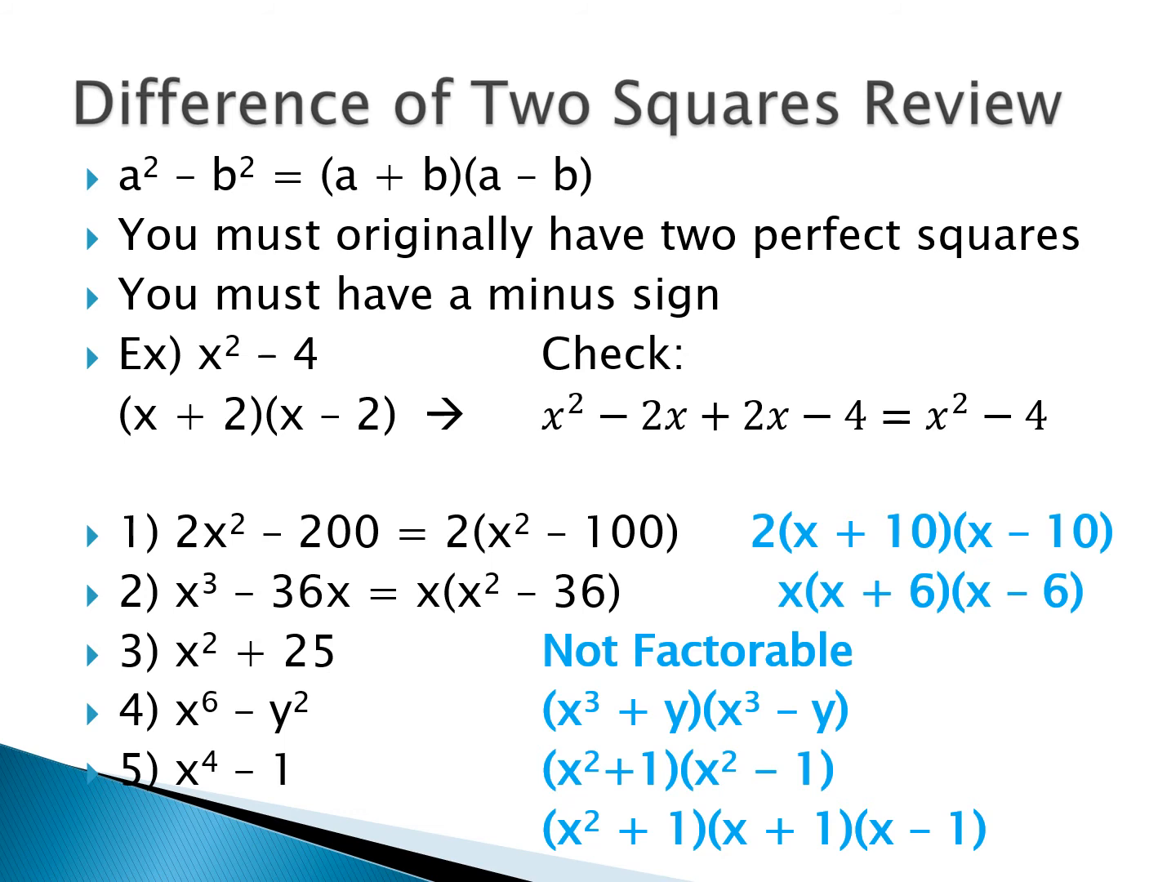Now the last one there, you want to make sure you factor completely. When you factored that one, you got x squared minus 1 as part of your answer, and then you have x plus 1 and x minus 1 that you could continue factoring a second time.